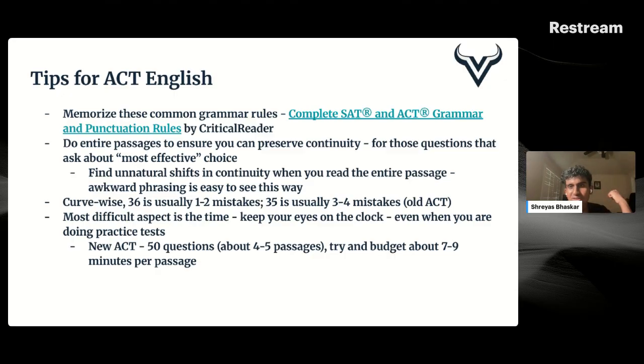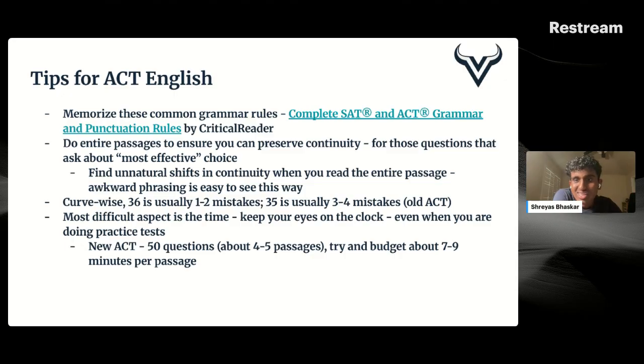So curve-wise for English, if you're aiming for the top two scores, a 36 is usually 1 to 2 mistakes, and a 35 is usually 3 to 4 mistakes, and this is on the old ACT. So you can get 5 questions wrong and still do really well on the test. And for English, the most difficult aspect is the time. You need to keep your eyes on the clock, even when you're doing practice tests.